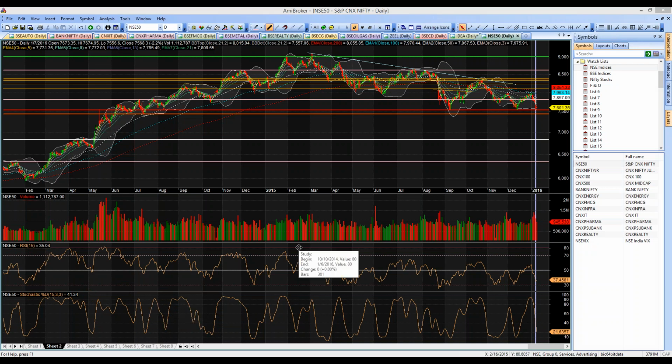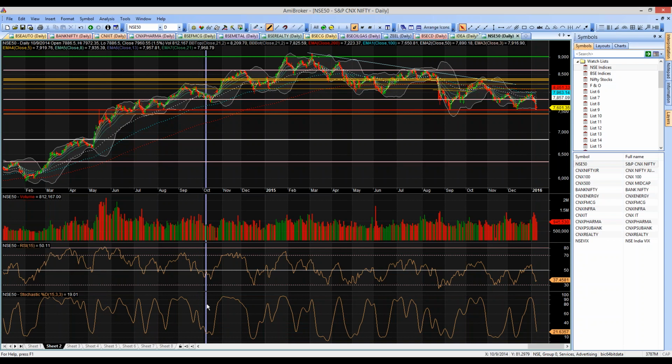I've also marked the 80-70 levels in the RSI. I have left that in the stochastic at this point, but I will probably add that after today's session. So I've put the oversold, overbought zones in RSI. I have not yet put that in the stochastic. You can do that. I'm sure you know how to use AmiBroker by now, so feel free to add those horizontal levels if you like. So this is sheet 2 with leading indicators.